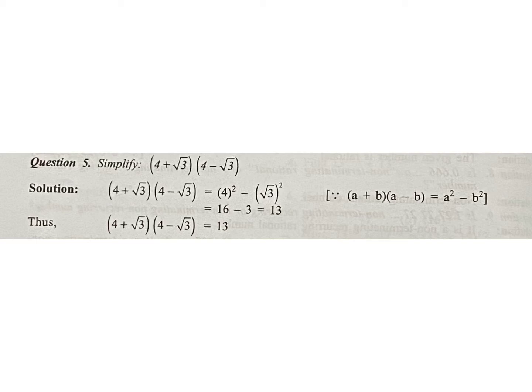So (4 + √3)(4 − √3) is equal to a², that is 4², minus b², that is (√3)². Now we know that the square of √3 is 3 and the square of 4 is 16. So it will be equal to 16 − 3, that is equal to 13. So (4 + √3)(4 − √3) is equal to 13.